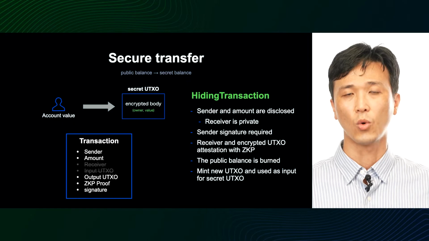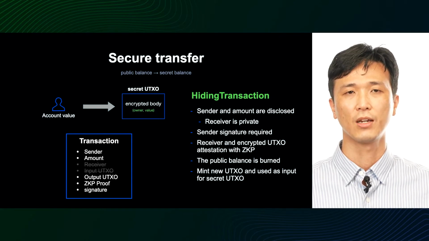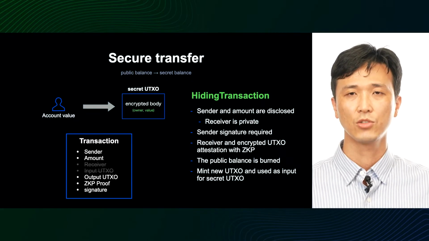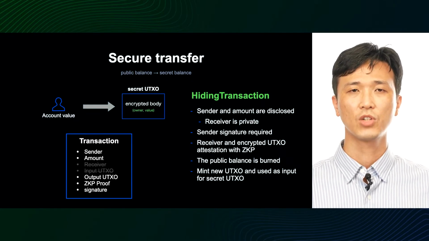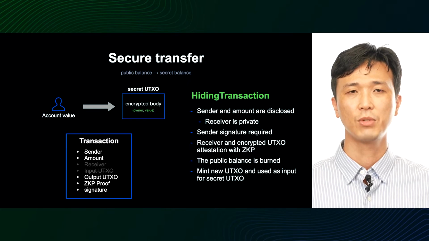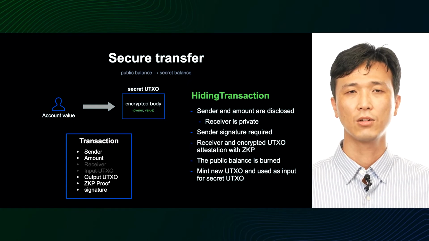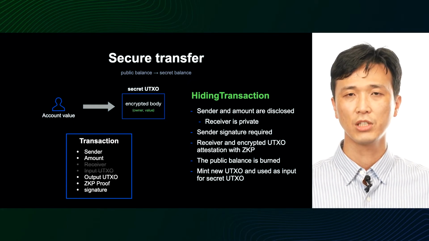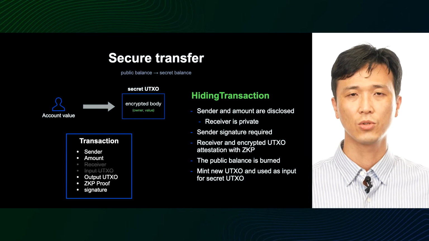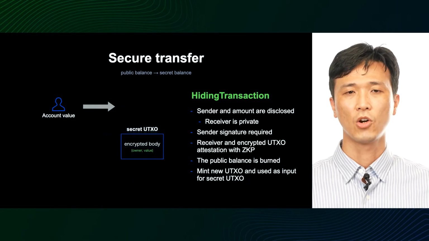In LINE blockchain, hiding transaction is used to transfer the public balance, which is the balance of the account-based method, to the secure balance, which is the UTXO model. In hiding transaction, the sender and transaction amount are disclosed and added to the transaction, but the recipient information is not added, and the signature of the sender is also added. So when the hiding transaction is received on the chain, it first verifies the sender's signature and balance, and then it verifies the ZKP proof of the secret UTXO that the receiver will own.